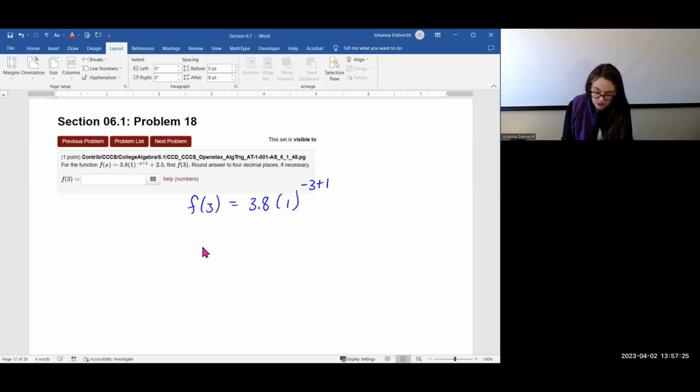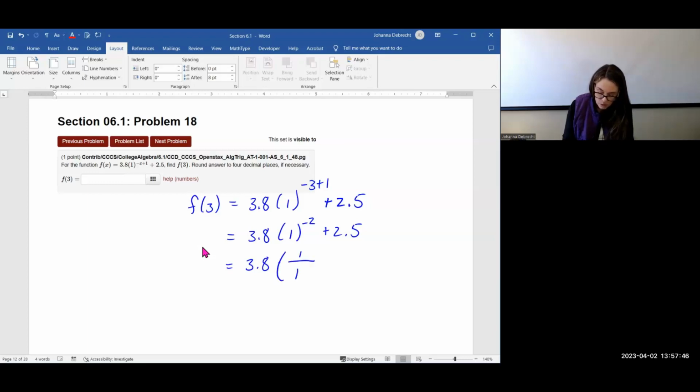plus 1, which gives me a negative 2 power plus 2.5. 3.8 times 1 to the negative 2 plus 2.5. The negative power sends it to the denominator, opposite location. So I'll put parentheses, 1 over 1 squared, but 1 squared is 1, so it's still just 1. And this gives me 3.8 times 1 plus 2.5, which comes out to be 6.3.